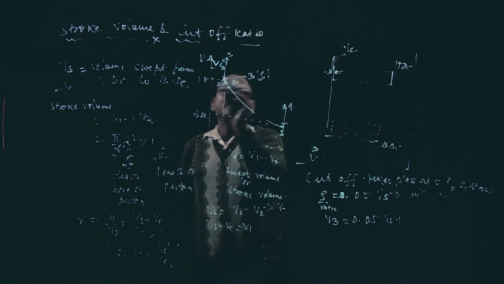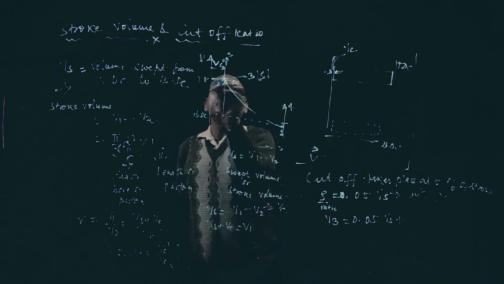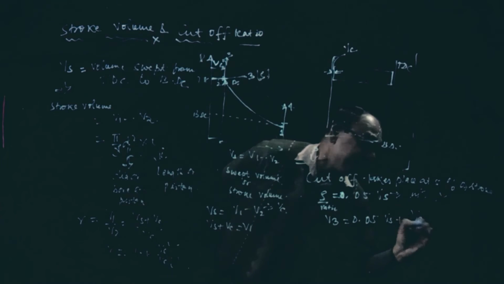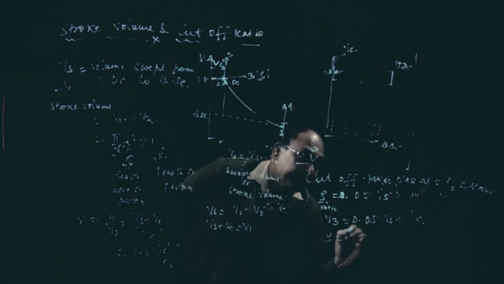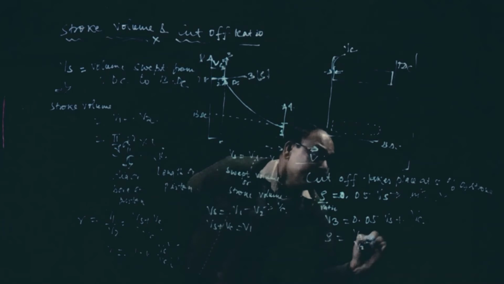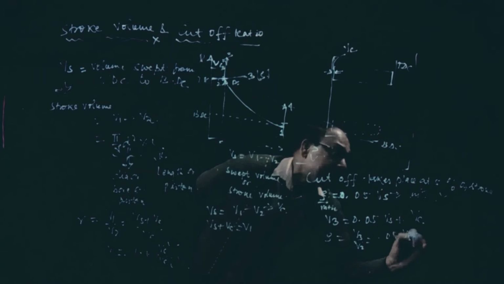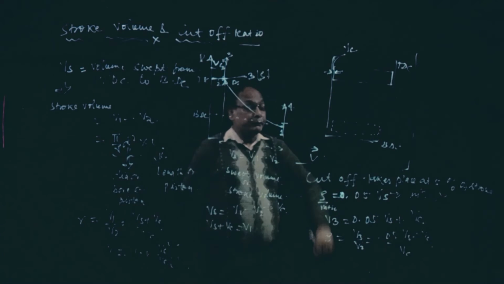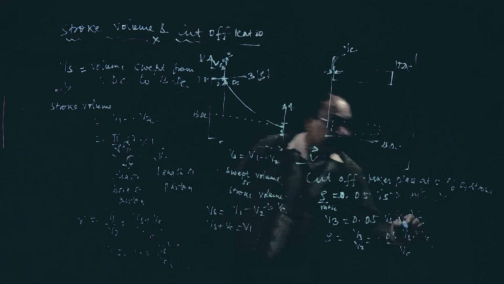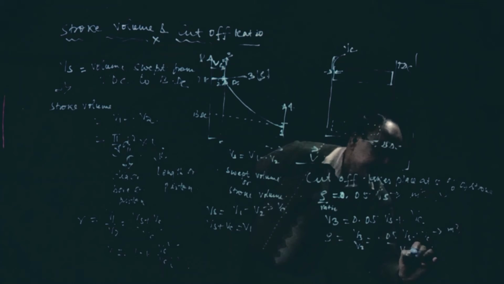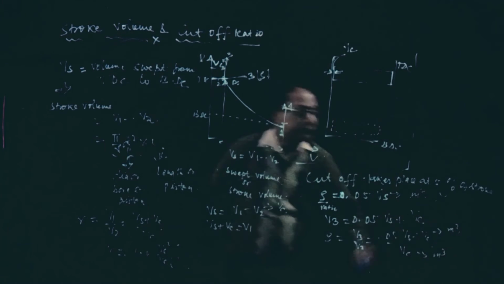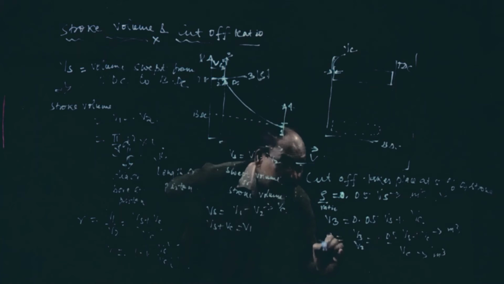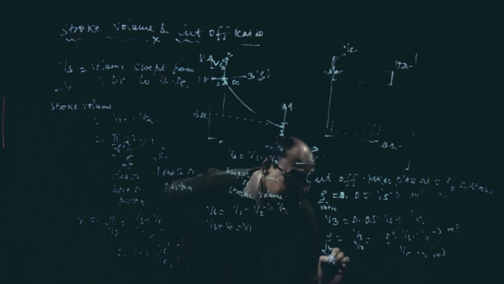See here, plus Vc also. We have to add that one, Vc. And rho will be equal to V3 by V2. So 0.05 into Vs plus Vc, divided by V2, which is also Vc. By that way only we can find it out, because this is meter cube and this is also meter cube. So meter cube divided by meter cube, then it will give the cutoff ratio. Then it is a ratio, it does not have unit.